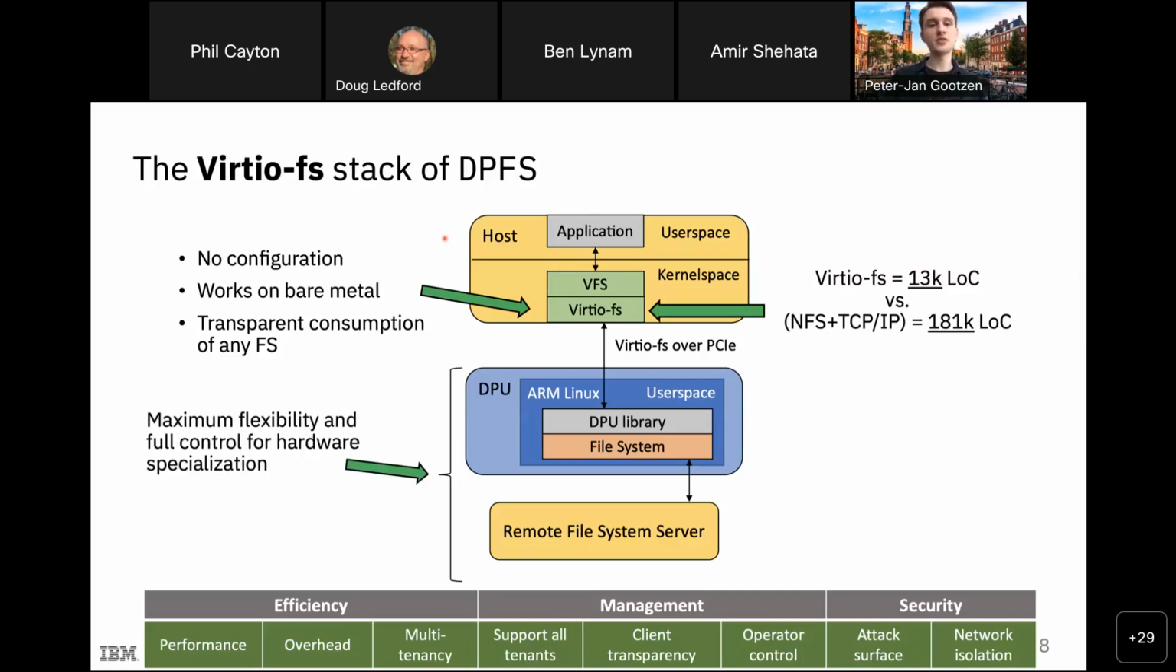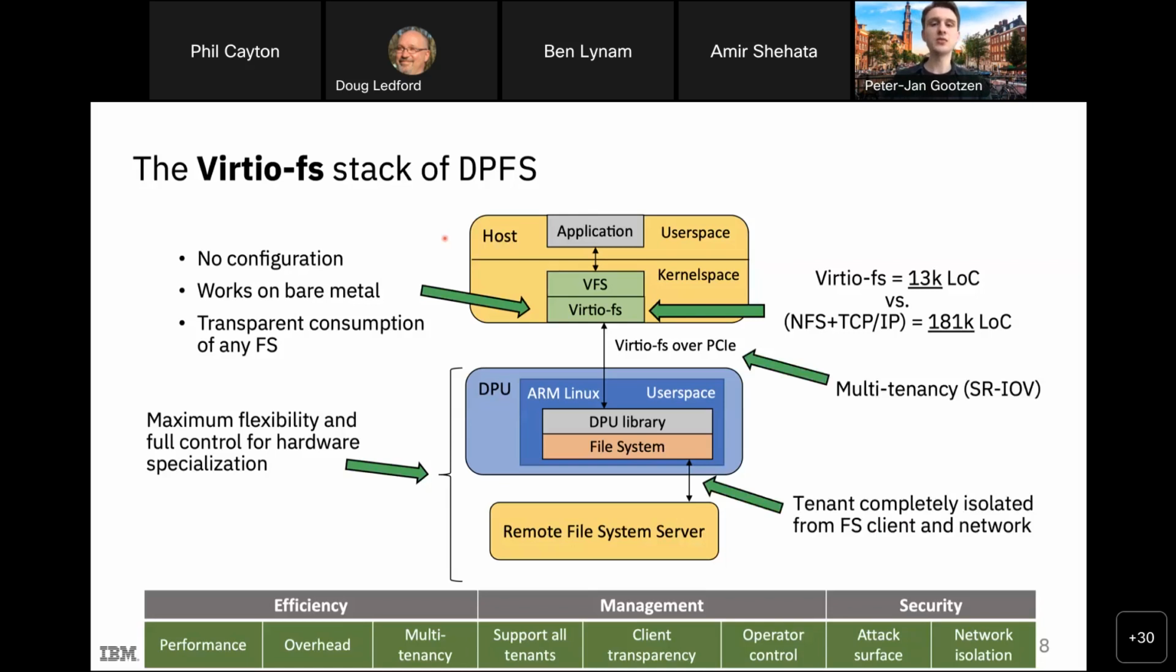Using Virtio-fs, now that the file system is completely running on the DPU, this gives the cloud operator maximum flexibility and full control over the actual file system implementation, which allows the operator to do more performance optimizations in terms of fabrics and innovating on the actual distributed file system. The tenant is now also completely isolated from the network because the tenant consumes the file system through the DPU, and only the DPU has access to the network. And lastly, we can support multi-tenancy in Virtio-fs easily.